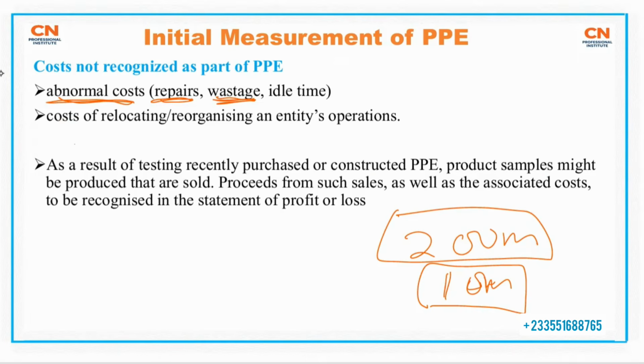Then you have to get the cost of the wasted material and take it from the total cost of material. Then you capitalize the remaining. Then we have what? Idle time here.